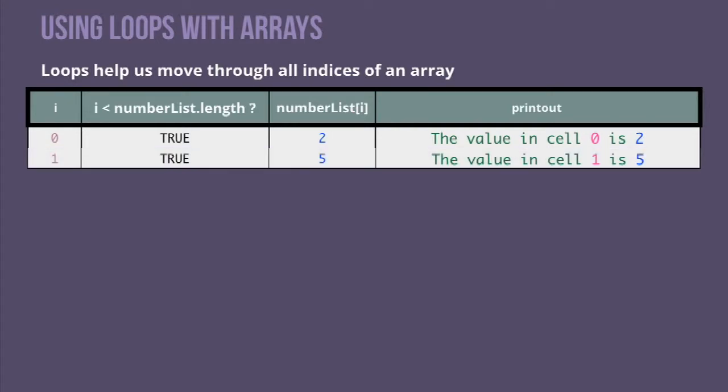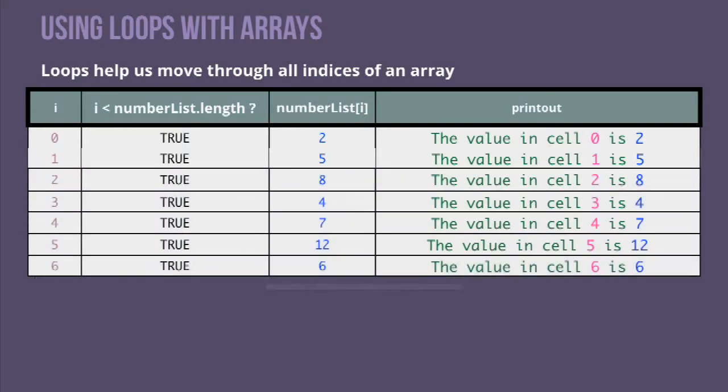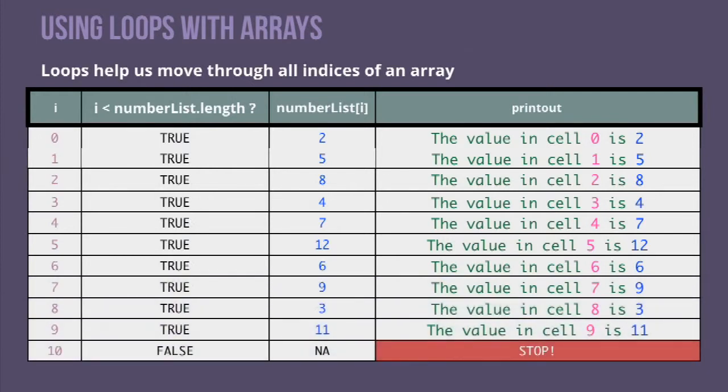We do the same thing when we get to index 1. We ask the question, is i less than numberList.length? Yes, it is. And the value in that cell is 5, and so we get the value in cell 1 is 5. That procedure repeats throughout the entire loop until we get to the actual length of the array, when our question becomes false and we stop the loop.